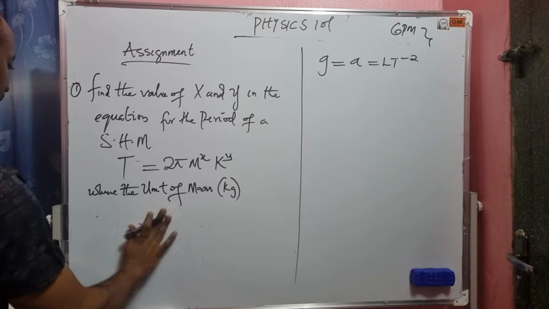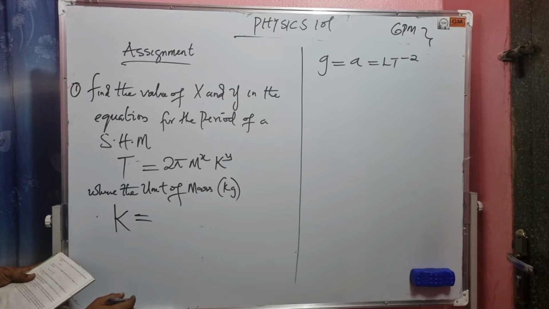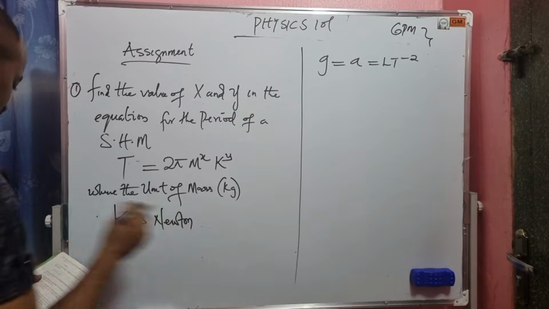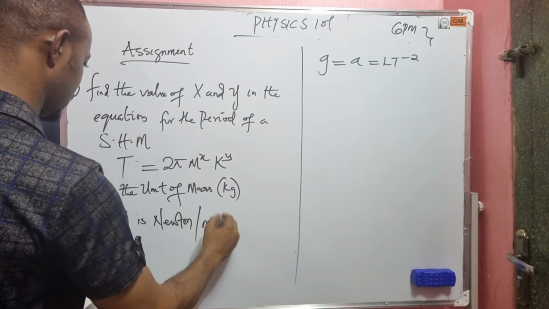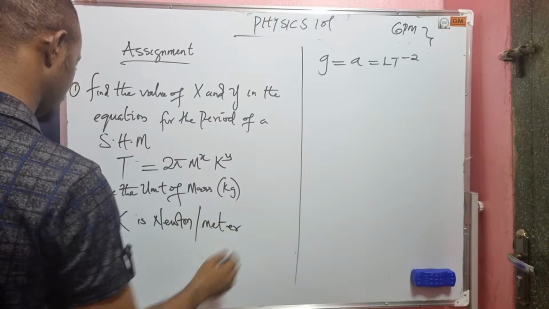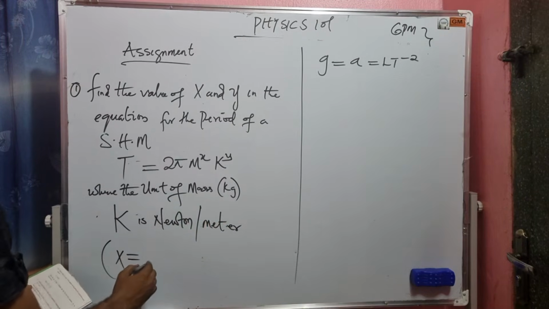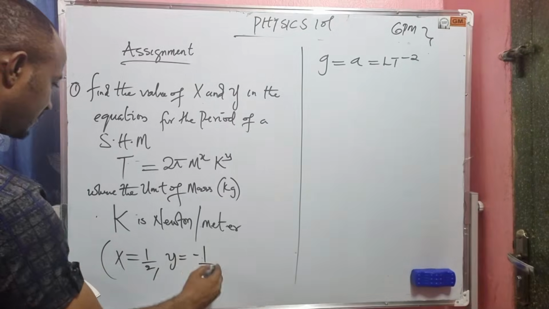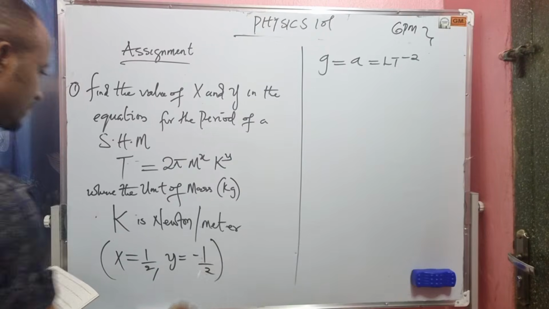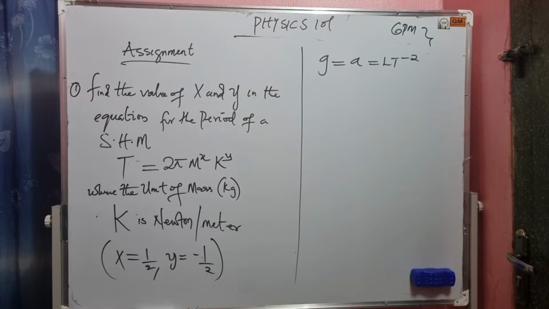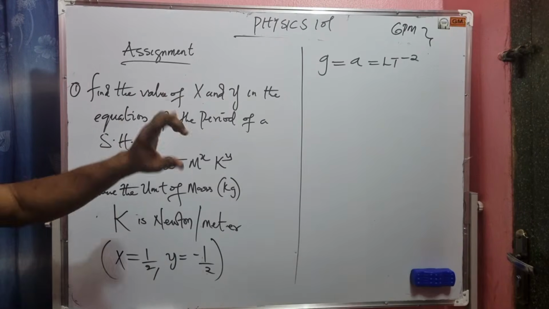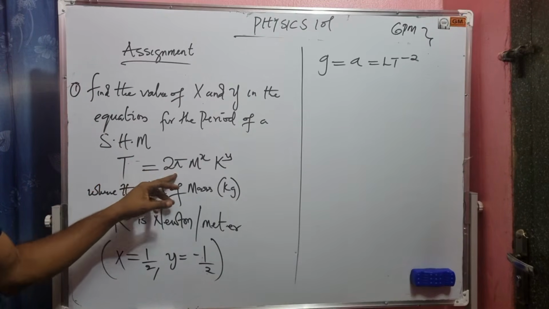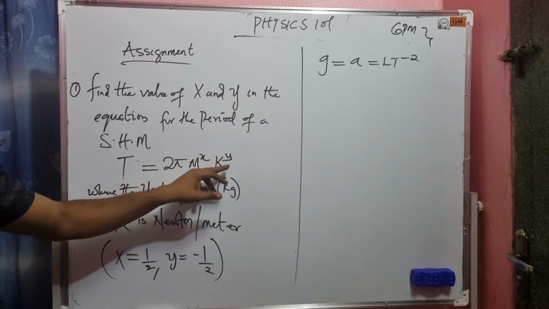The unit of k is Newton per meter. Then the answer we are given: x is half, y is minus half. Okay. We have to find the values of x and y in the equation for the period of a simple harmonic oscillator, T equals 2π m to the power of x, k to the power of y.